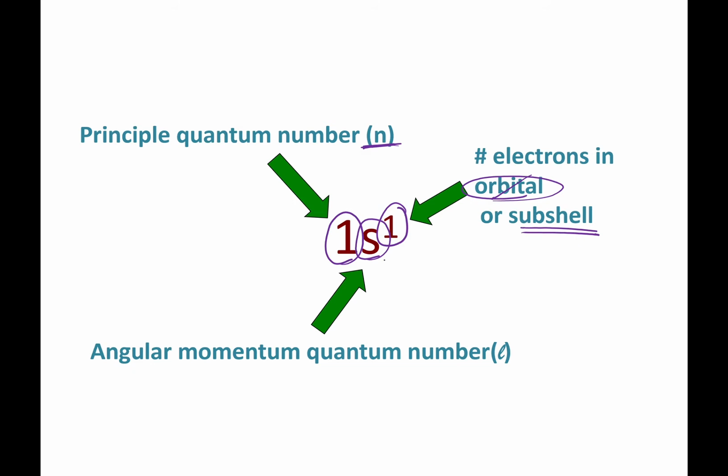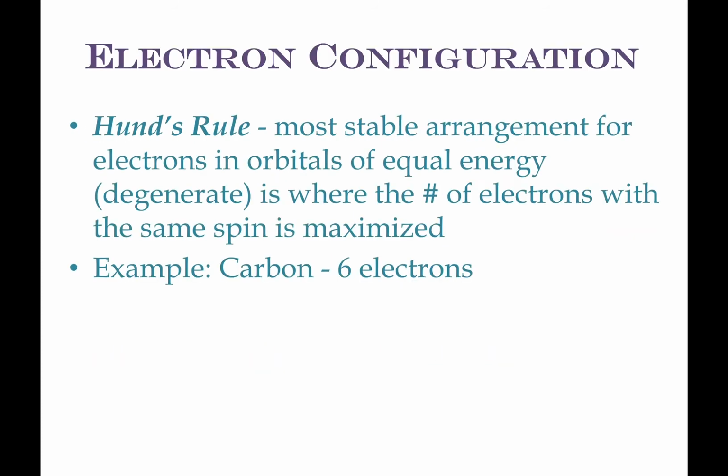Now, if I was specific and said px, then it would be an orbital, but most of the time it's going to be a subshell, so it would just say 2p6. That's a subshell. Even s, we can consider a subshell, but there is only one orbital, so it's hard to go out on a limb there.